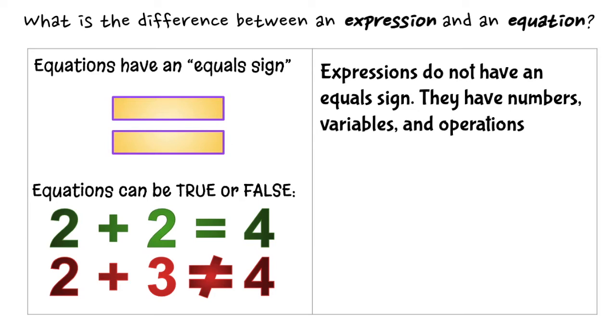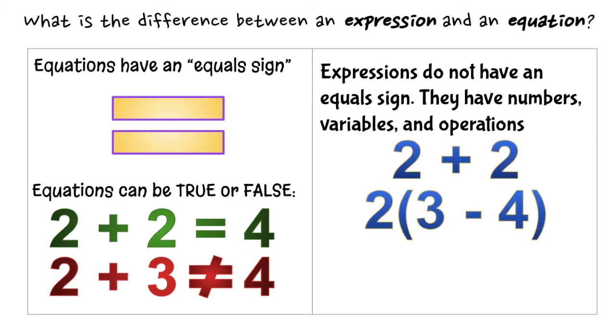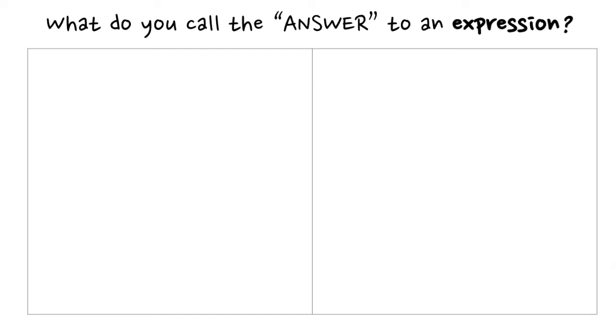Expressions do not have an equal sign. They have numbers, variables, and operations. For example, if you just see 2 plus 2 without any equal sign, you're looking at an expression. Another expression could be 2 times the group of 3 minus 4. Again, you see parentheses, you see numbers, you see adding and subtracting, but no equal sign. Lastly, expressions are neither true nor false. They just exist.